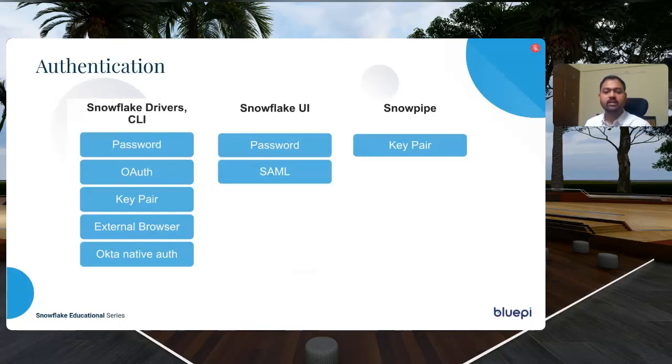Okta native authentication, as the name suggests, only works with Okta and has limitations such as MFA, which must be turned off for the user in Okta. This is a legacy method and is recommended to use only when client application supports this method and hasn't added support for OAuth yet. Snowflake UI supports password and federated authentication using SAML, and we can authenticate Snowpipe using a key pair.